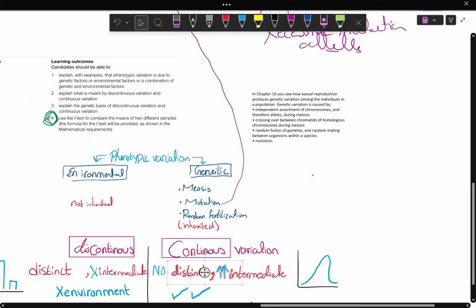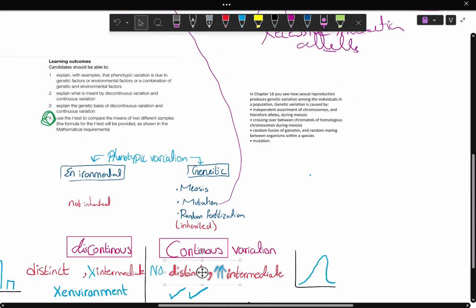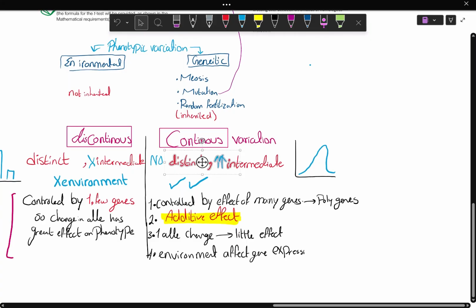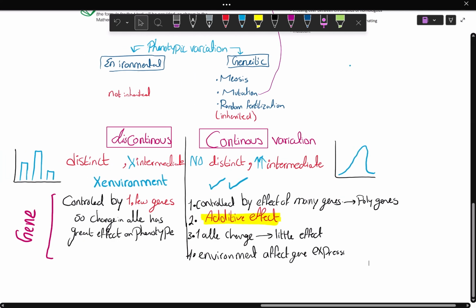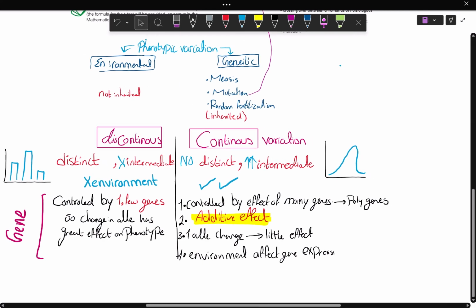Now we have the factors that affect the phenotypic variation. We have 2 types of variation: discontinuous variation and continuous variation. You're a bit familiar with this from the O-levels. This discontinuous variation gives us a type of variation that does not continue.